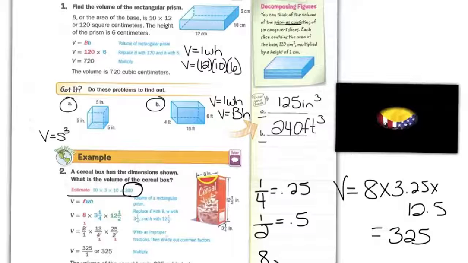8 over 1 times 13 over 4 times 25 over 2. In order to do this, you multiply straight across. You can also cross-simplify, which just means dividing out a common factor. 4 goes into 4 one time. 4 goes into 8 two times. However, now we have a 2 and a 2, so we can say 2 goes into 2 once, and 2 goes into this 2 once. Now we multiply straight across. 1's across the bottom, and 13 times 25 is 325. That would be our answer, 325 cubic inches.